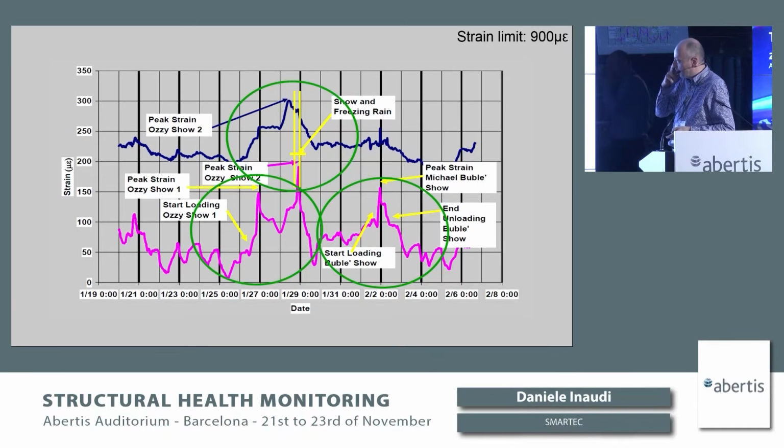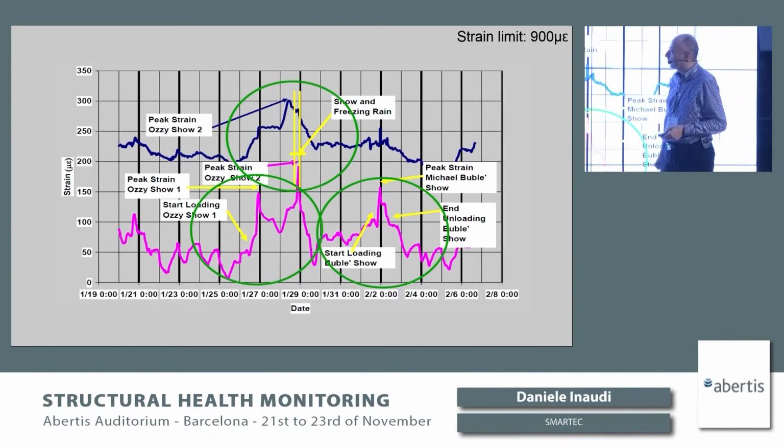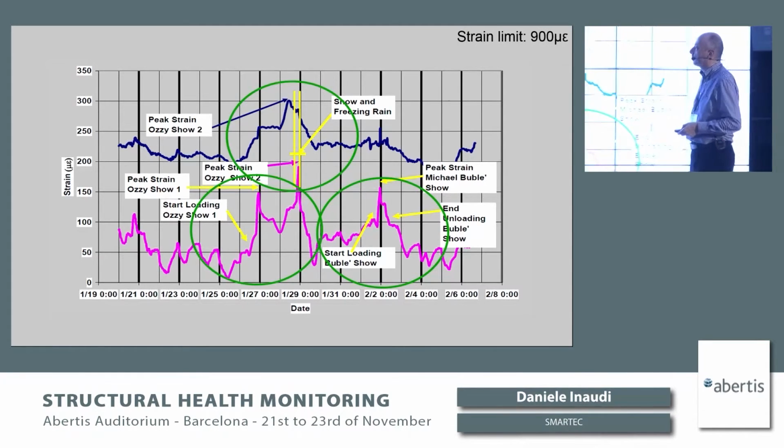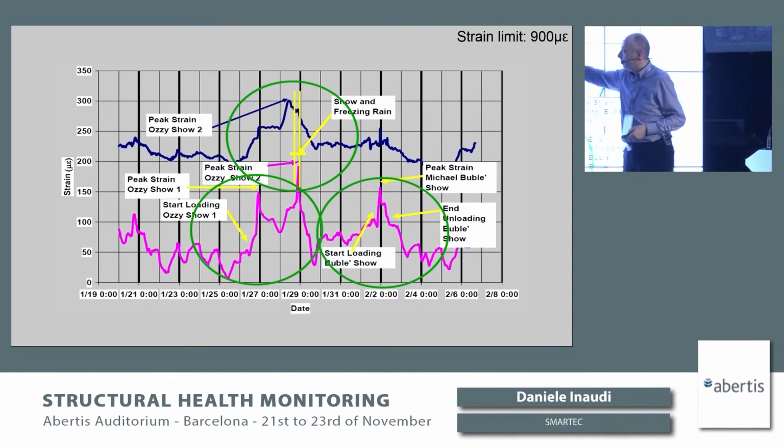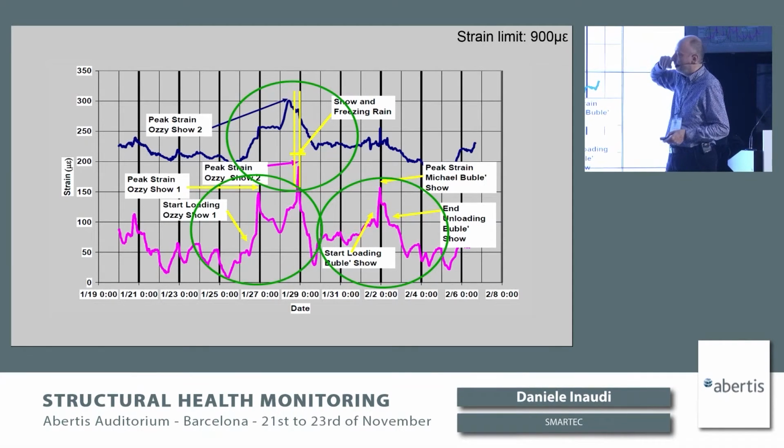And here you can see the evolution of strain. So in this particular case, we have the Ozzy Osbourne concert, and at the same time we have a snow and freezing rain. And then the evolution of strain was compared with the limit state that was about 800, so it doesn't even show on this graph.